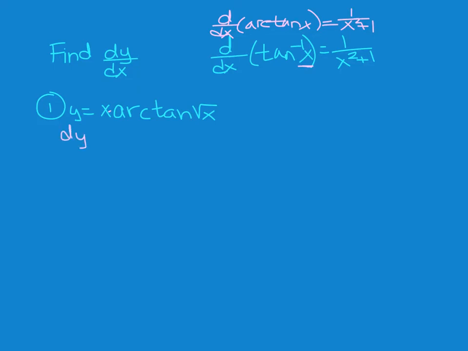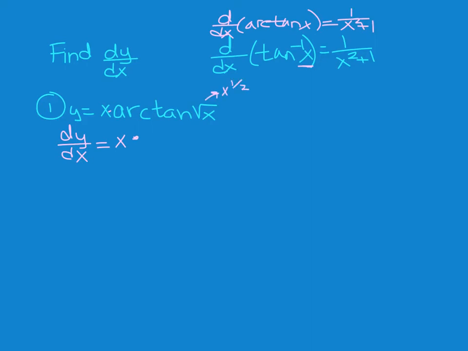So to find my dy dx, I am going to use the product rule. I'm going to start with my first thing, which is x, multiplied by the derivative of the second thing. So the derivative of arctan of the square root of x, you can remember that square root of x is the same as x to the 1/2.